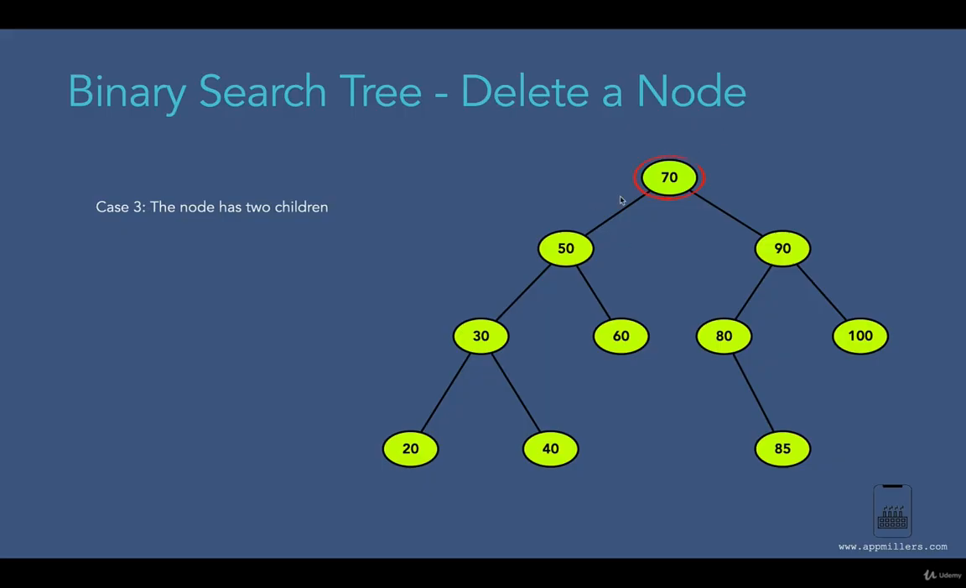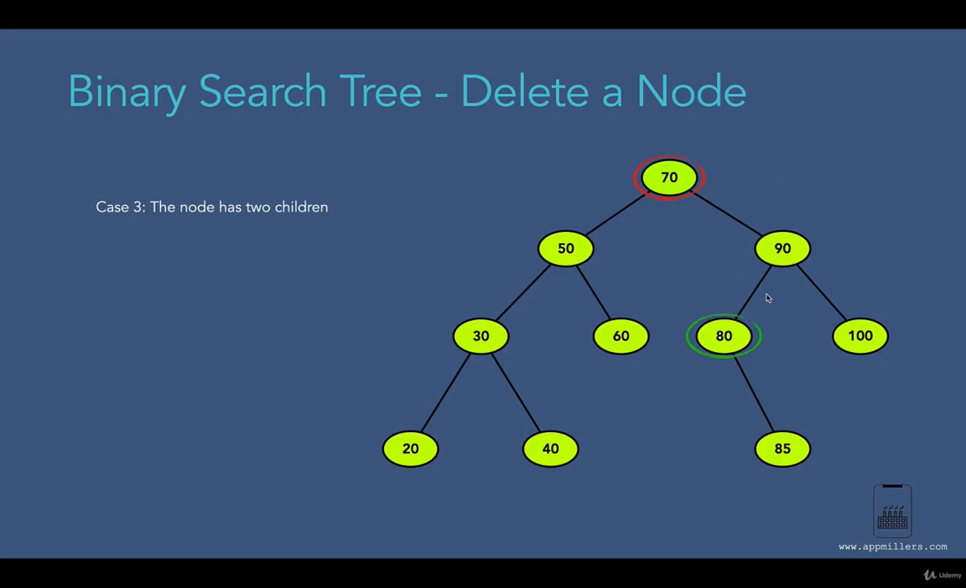Here the first thing that we need to do is find the successor of this node. In our case the successor of this 70 is 80. Now you might be interested in how you find it. It's basically the smallest node in the right subtree. So if you want to find the successor of a root node in a binary search tree, we need to find the smallest node in the right subtree.